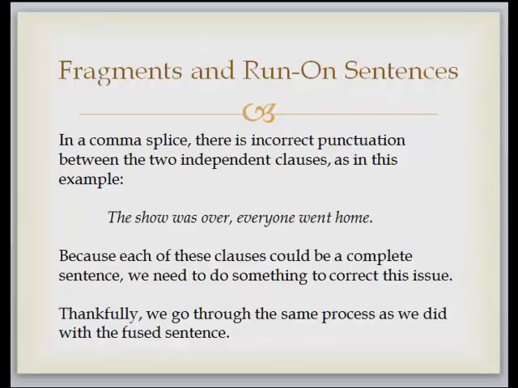So in this one, the show was over, everyone went home. We have two independent clauses sitting next to each other. We've got a comma in between them separating them, but we forgot about adding that coordinating conjunction, right? So that's going to really kind of hurt what we're doing. Because they're independent, we need to correct this, but we go through the exact same process that we went through before. We still have the four different ways of fixing them, and they're the exact same four different ways of fixing the run-on sentence. So let's just go through and fix this sentence as well.